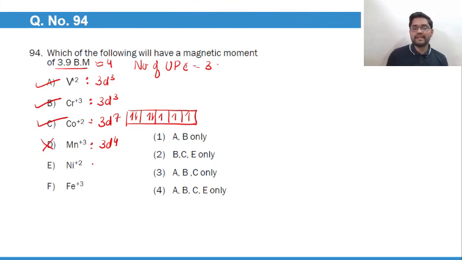Nickel 2 plus is 3d8, 2 unpaired electrons. This cannot give it to you. Iron is 4s2 3d6. You remove 3 electrons, it will give you 3d5, so this will not give. So the answer is ABC. Clear. So for 94, option number 3 is the best answer.